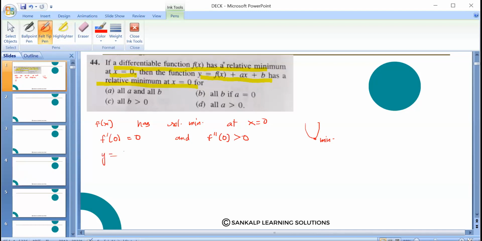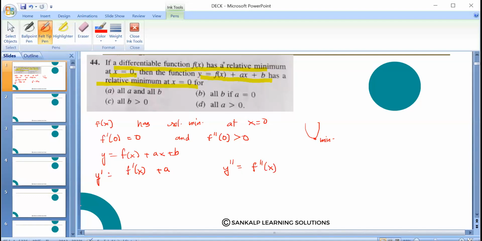Now we know y equal to f of x plus ax plus b. We will find y dash, that is f dash x plus a. And we will find y double dash also. It is f double dash of x.